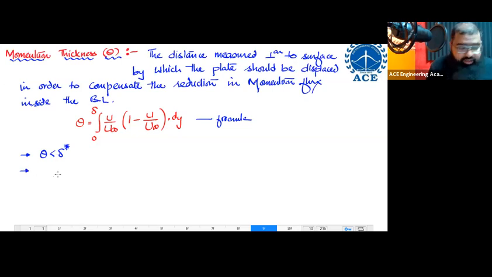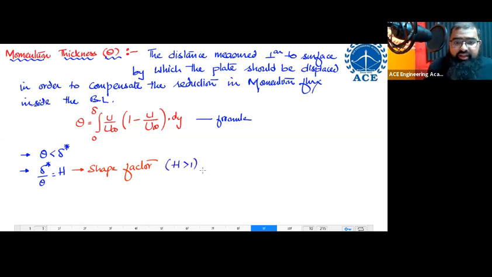Next thing, the value of delta star upon theta is given by H. This is known as shape factor. Someone was asking me a doubt yesterday, what is shape factor? It is a ratio of which two thicknesses? Displacement thickness to momentum thickness. Now you can say one more thing: H should always be greater than 1, because delta star is greater than theta.